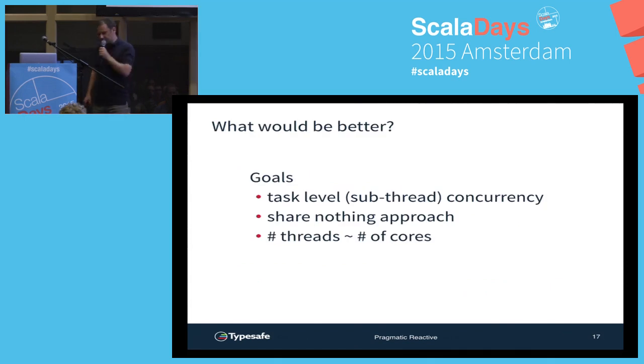So what we do is we want concurrency on an even lighter level, on a sub-thread level, or a lot of people say task level concurrency as a generic term for that. And you want a share nothing approach, where you send immutable values around, so you don't have to worry about synchronization and locks. And yeah, you want to optimize the number of your threads. You want to deal with a small number of threads that corresponds not to the number of tasks you have, but to the resources you have available.